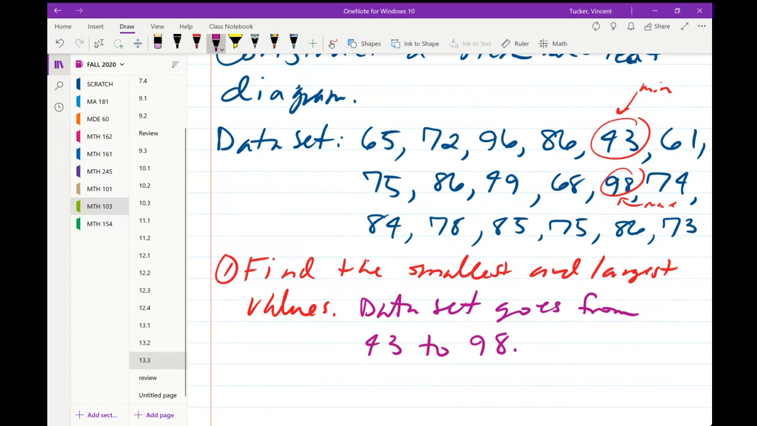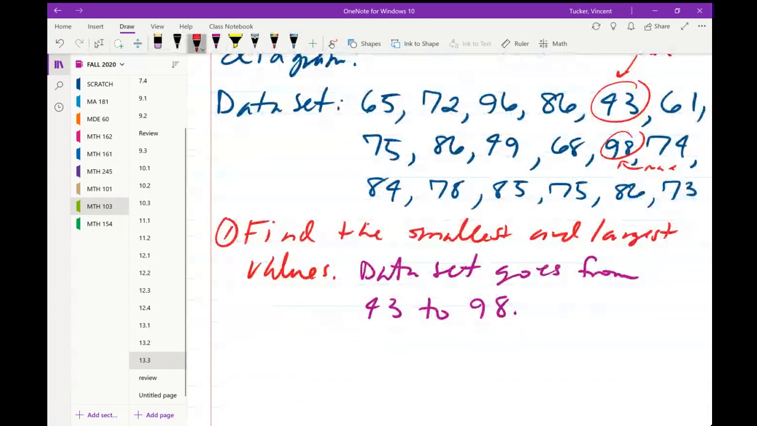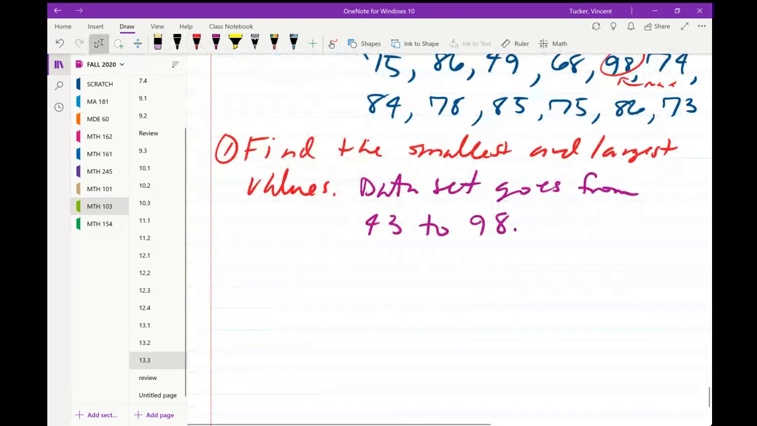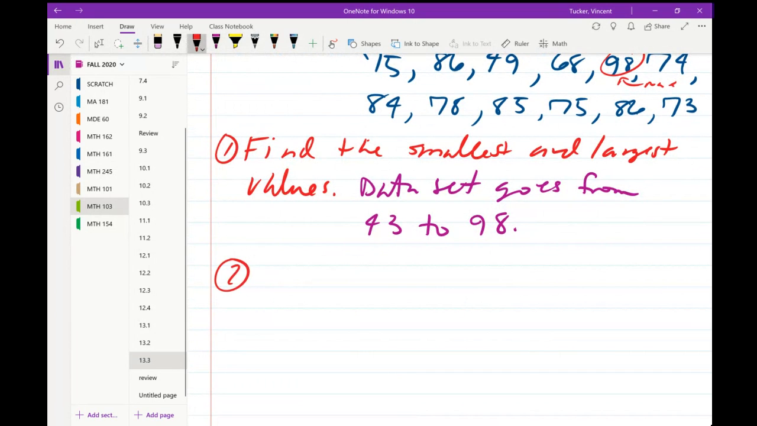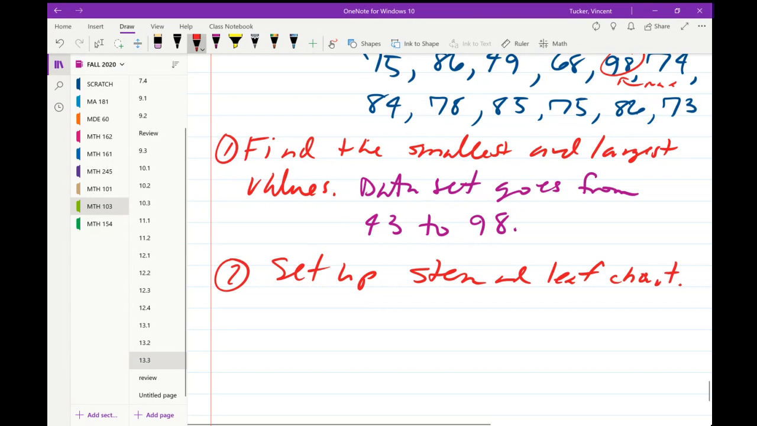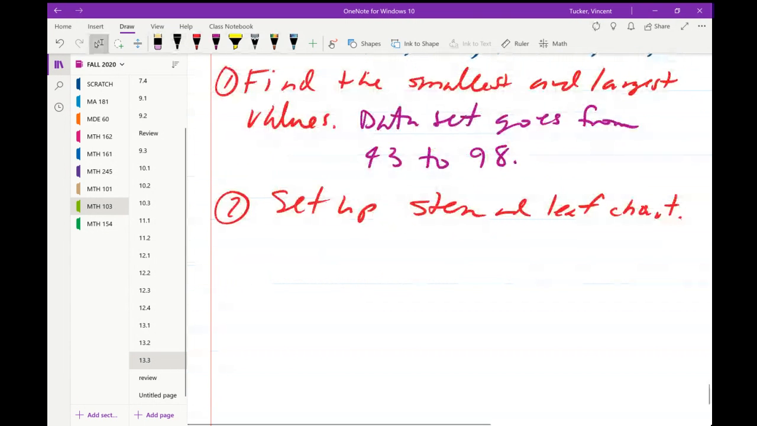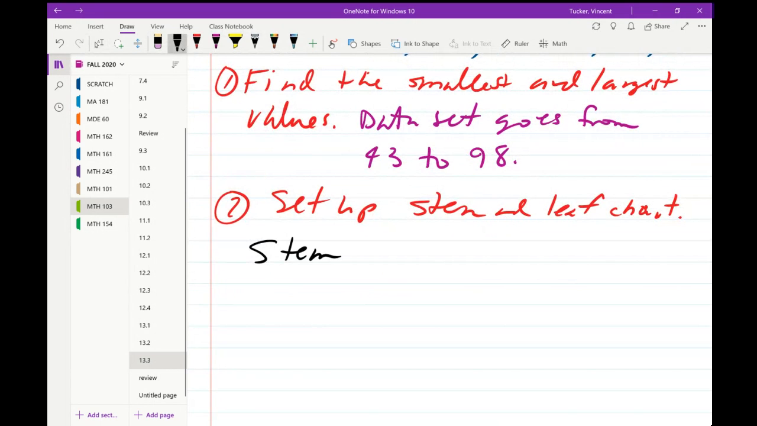So our data set is going to go from 43 to 98. From there, we can set up our stem leaf chart. The way we would do so, just recognize we have stem on the left, and then on the right will be our leaf.